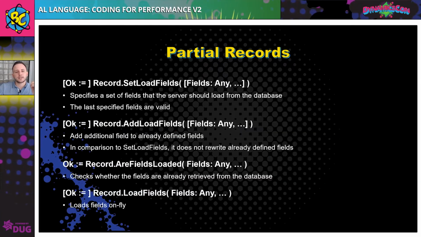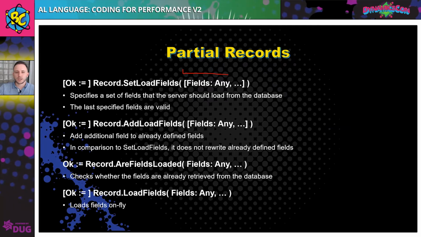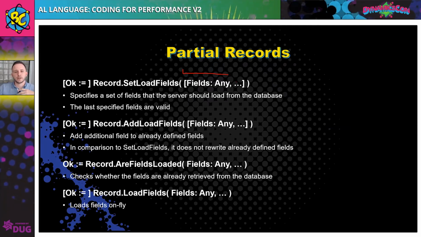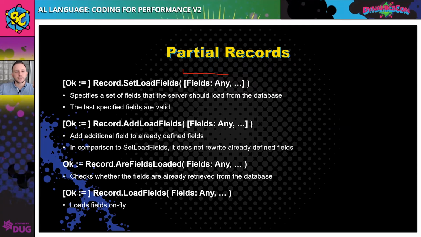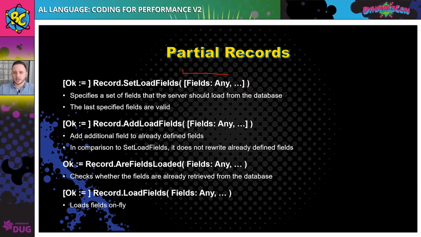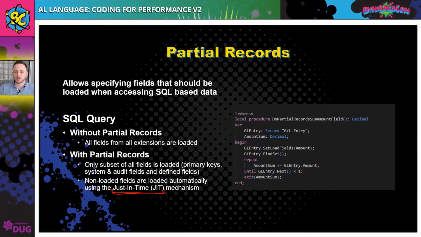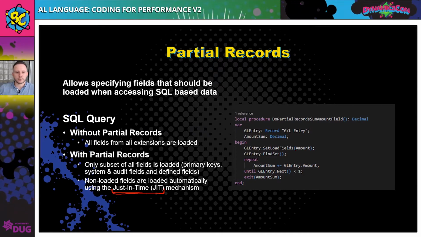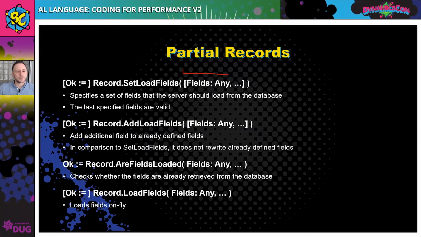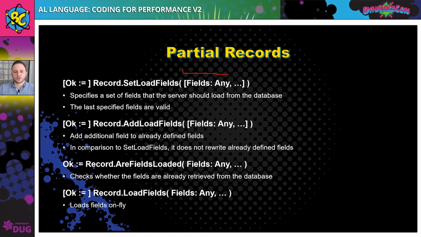Partial records added 4 new methods. The first is SetLoadFields, with parameters being the field names you want to load. You can specify as many parameters as you want. For example, I want to use only the amount, so I want the server to load only the amount field and nothing else. You can also use AddLoadFields and again specify as many fields as you want to load.